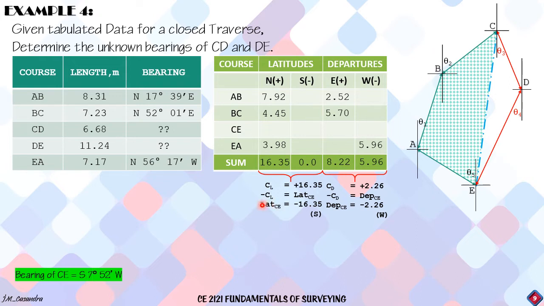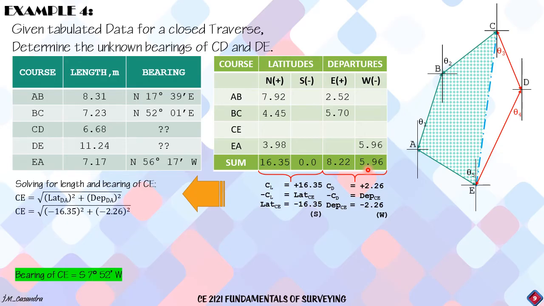So from our summations of latitudes and departures, we can now solve for the length and bearing of the closing line CE. For the CE length, using the Pythagorean theorem and substituting our computed values for the latitudes and departures, CE is equal to 16.51 meters. And for the bearing, that is tangent of departure over latitude, and it will give us a bearing of CE equivalent to south 7 degrees 52 minutes west.